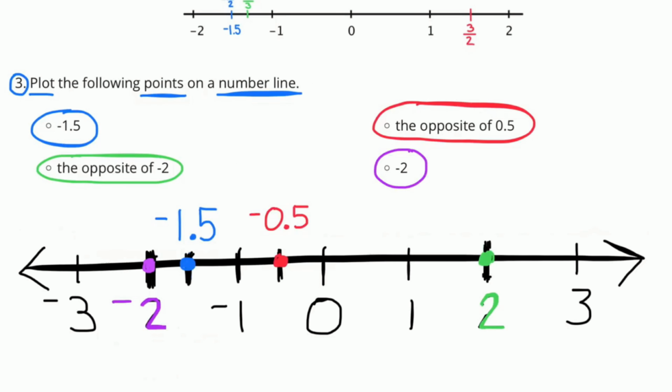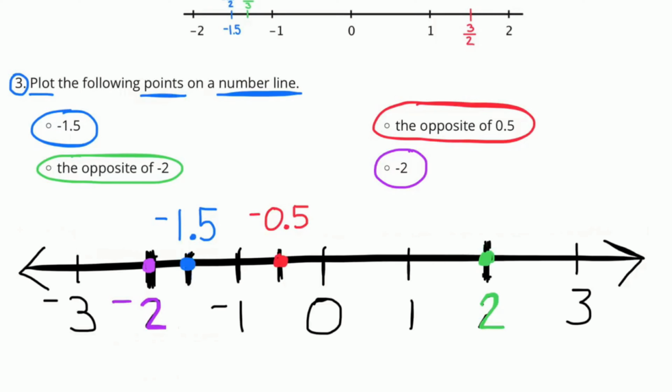Number 3. Plot the following points on a number line. -1 and 5/10. In blue, you can see -1 and 5/10 to the left of 0, halfway between -1 and -2. The opposite of -2. Well, the opposite of -2 is +2. So you'll notice 2 units to the right of 0 on the number line, I've plotted the opposite of -2, which is +2.